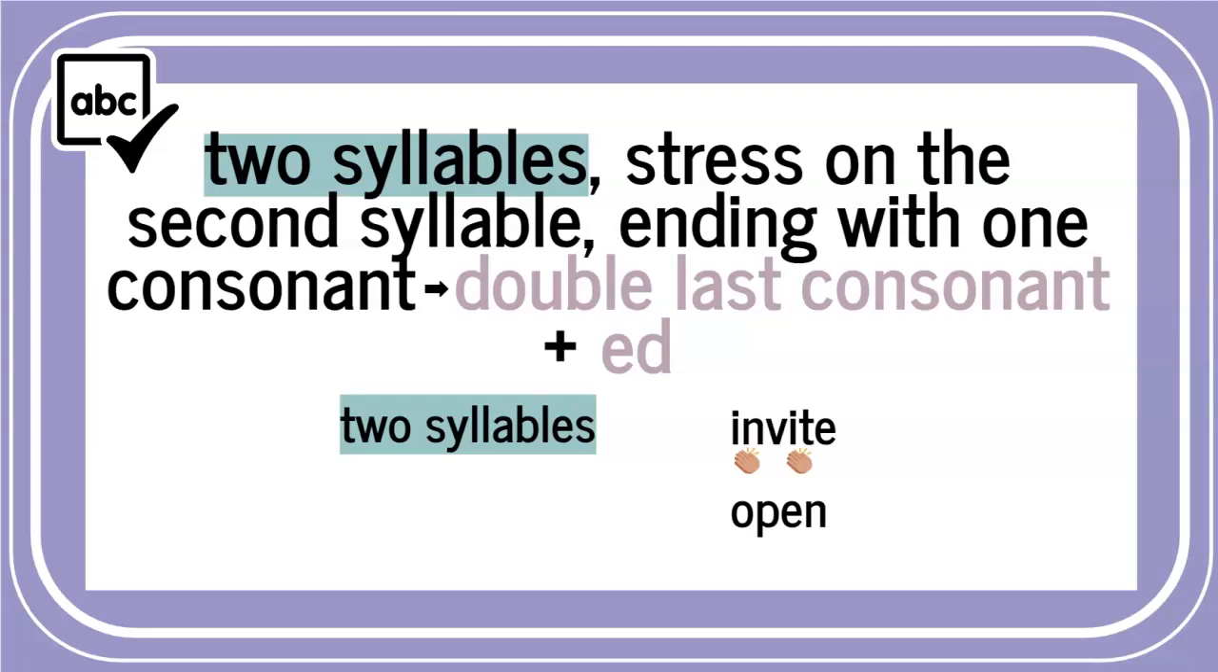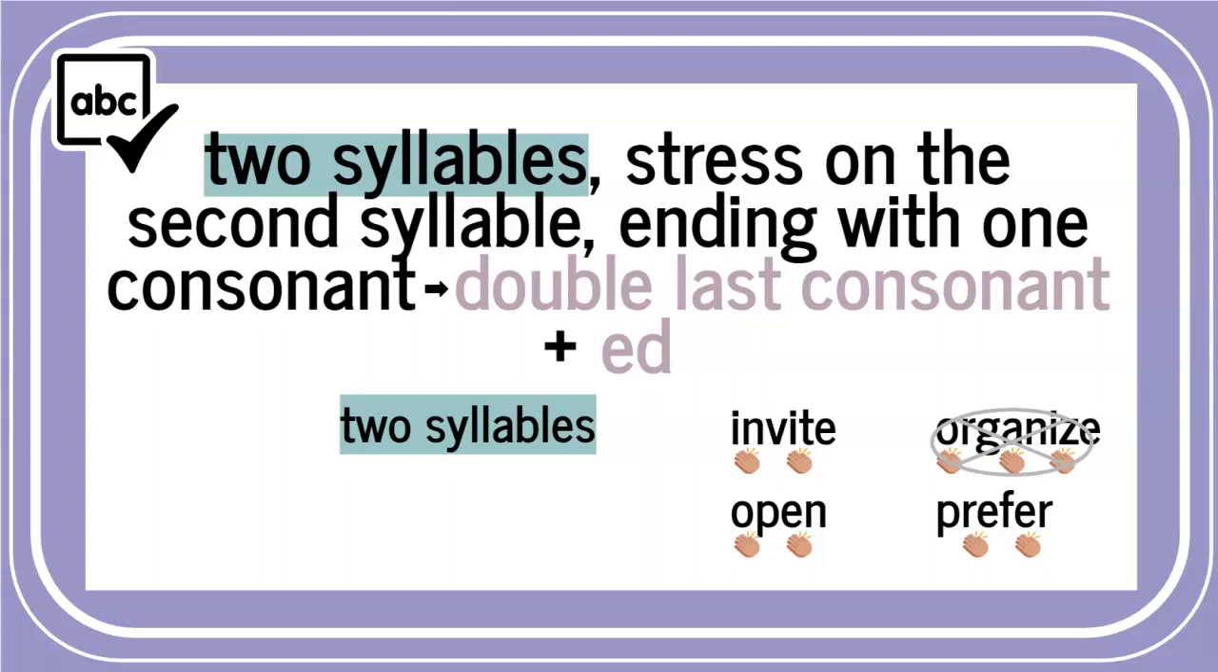Open is also 2 syllables. What about organize? How many syllables? If you said 3, that is correct. Organize is 3 syllables. So, we cannot follow this rule for this verb. Prefer. How many syllables does prefer have? 2 is correct. Prefer, 2 syllables. All right.